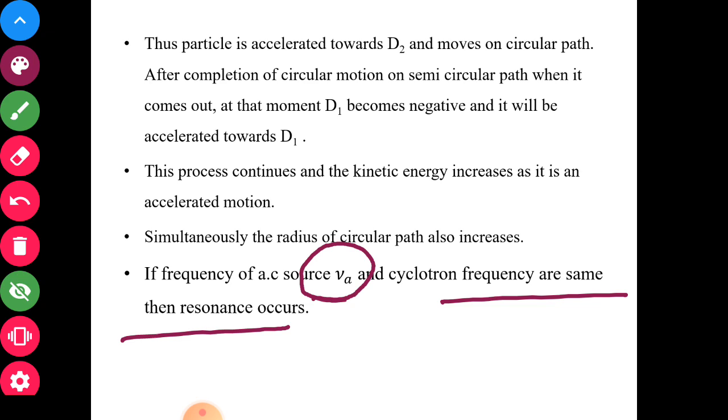Then what will happen when the charged particle is coming out of the D? At that time the other D becomes negative. Then from that other D, when it is coming out, the first becomes negative. So there must be a matching. Whenever the charged particle is coming out of the D-shaped box, the other should become negative, as you want to accelerate the positive charged particle. And if you have a negative charged particle, then the other should become positive. This is very easy to understand.